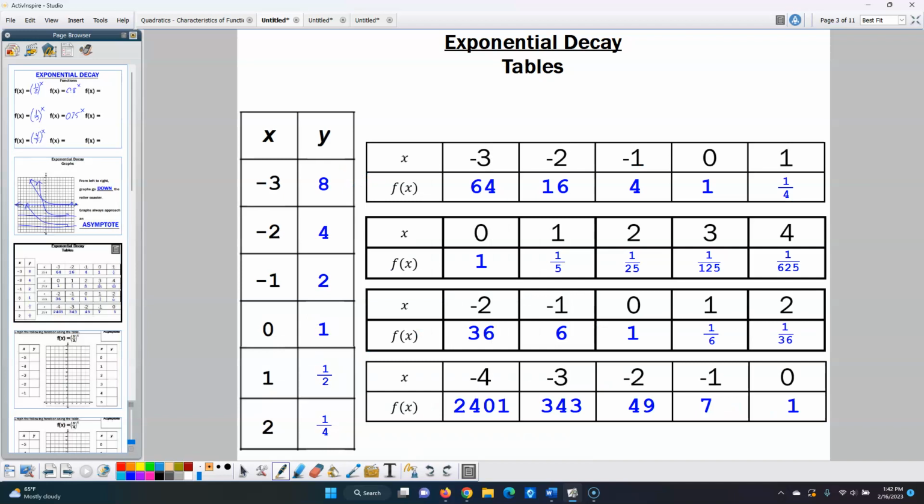Okay. If you would scribble these down, just examples of tables with exponential decay. Notice, from the growth functions, they were getting larger from left to right, top to bottom. Here they're getting smaller. They're getting closer and closer to the asymptote as we go left to right on these things.